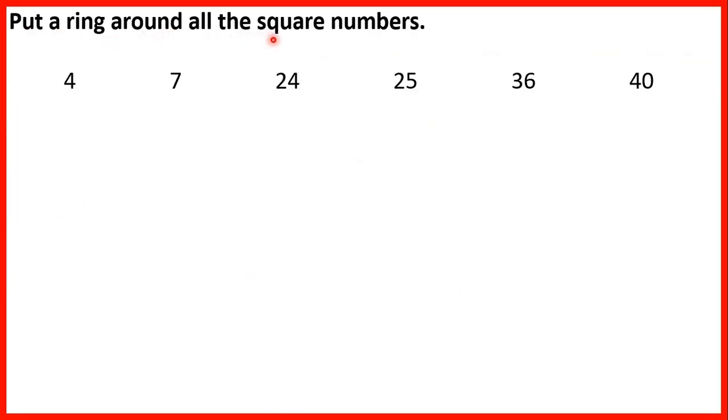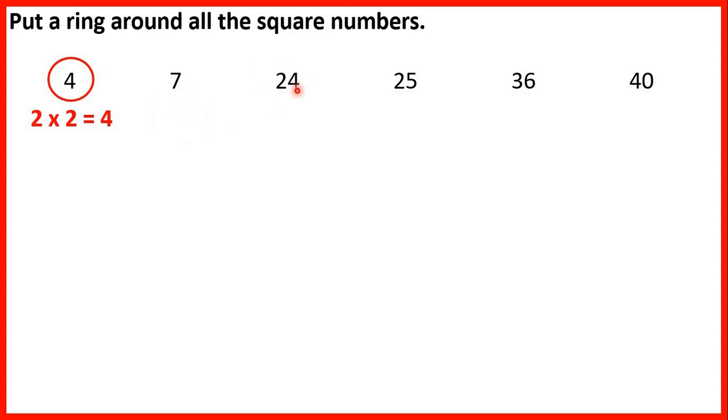Put a ring around all the square numbers. So we need to know that a square number is what you get when you multiply a number by itself. So 4 is a square number because 2 times 2 is 4. When you multiply 2 by itself, you get 4, so 4 is a square number. But 7 is not a square number. You can't multiply any number by itself to get 7, so we don't want to circle 7. In fact, 7 is not only not a square number, it's a prime number. The only way you can get an answer of 7 is 1 times 7.